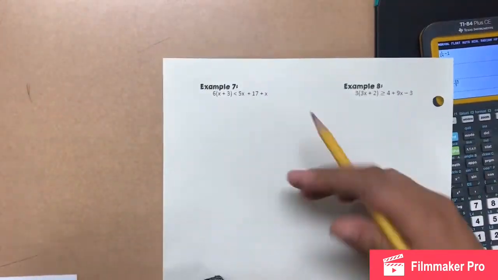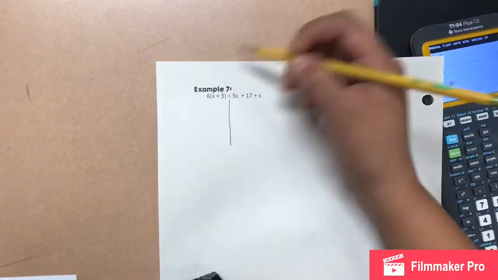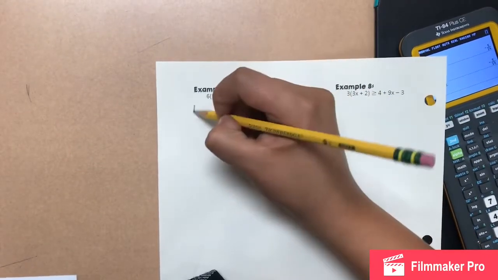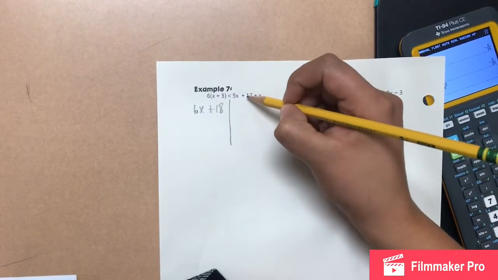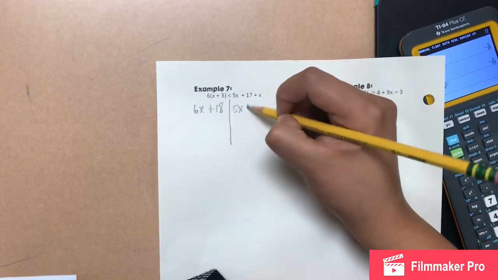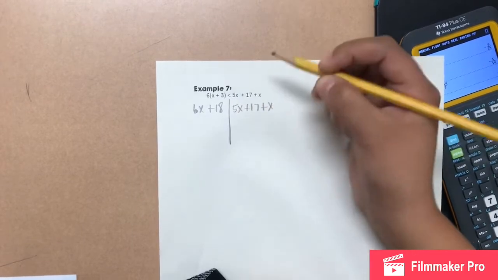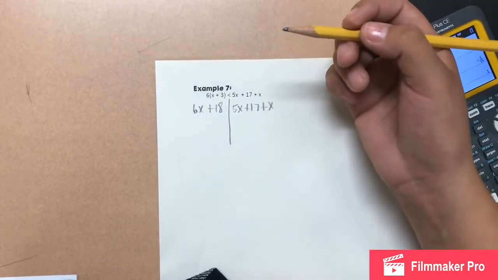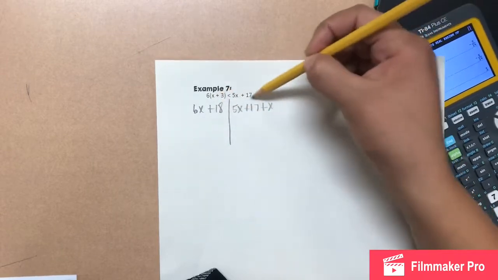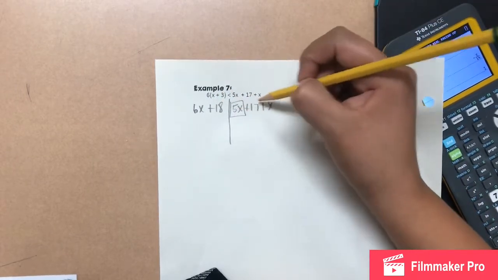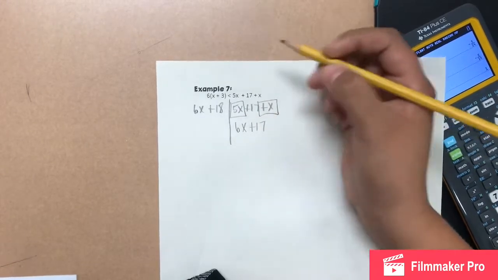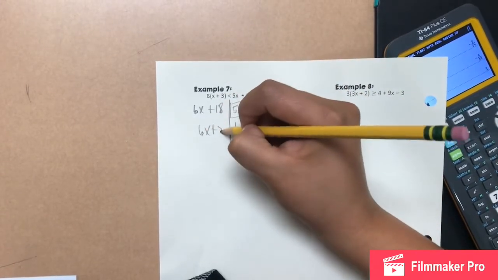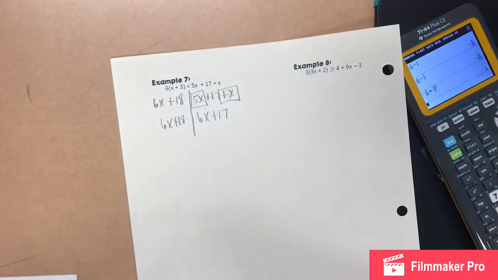I feel like I saw these. Okay, take care of any distributing where possible. So I can distribute on the left side. 6 times x is 6x. 6 times positive 3 is positive 18. I cannot distribute over here on the right, so I'm going to just bring it down. My second step says that I combine like terms. There's nothing to combine on the left side, but there is something to combine on the right side. So 5x plus x is 6x plus 17 comes down. So I have 6x plus 18.